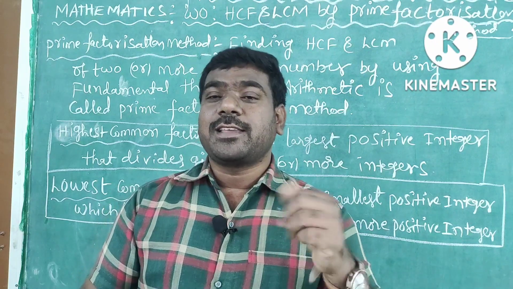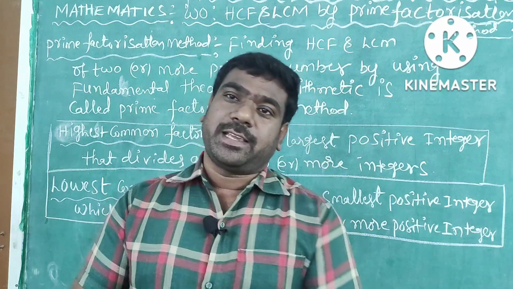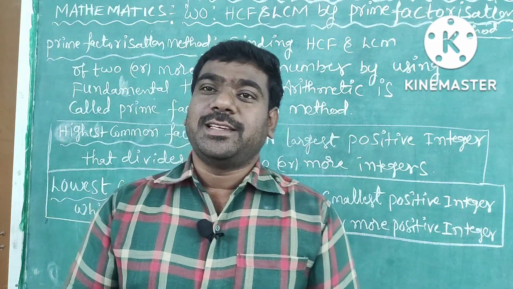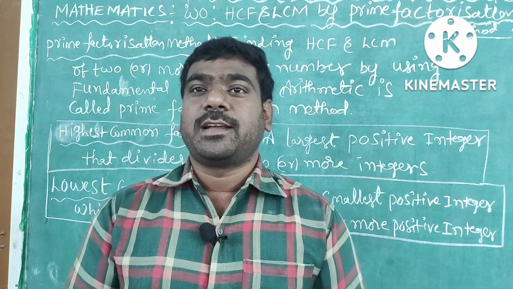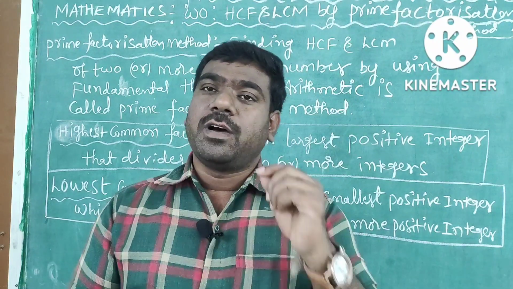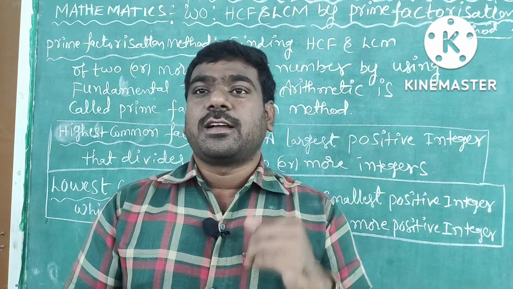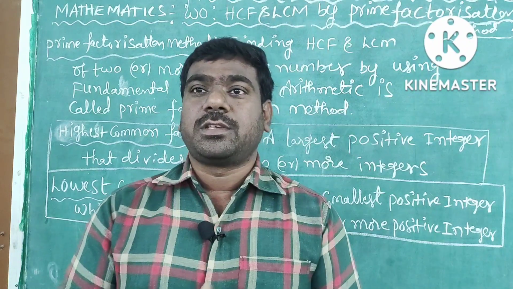So how are we finding HCF and LCM? By using the fundamental theorem of arithmetic. I have already explained the fundamental theorem of arithmetic clearly and thoroughly in the previous video. You can watch that video and learn the concept. I will provide the link in the description box.